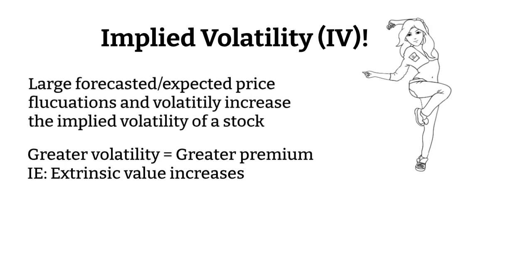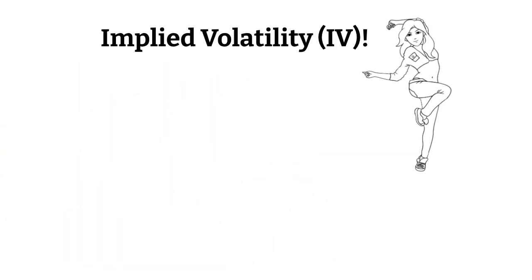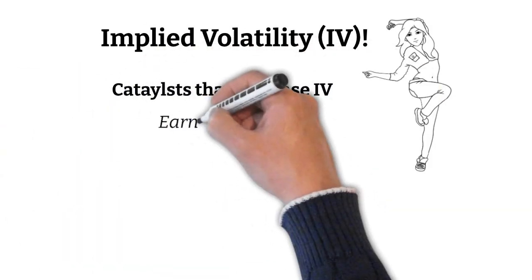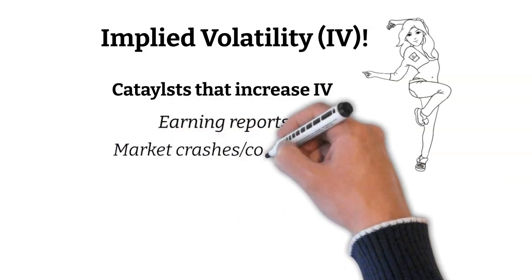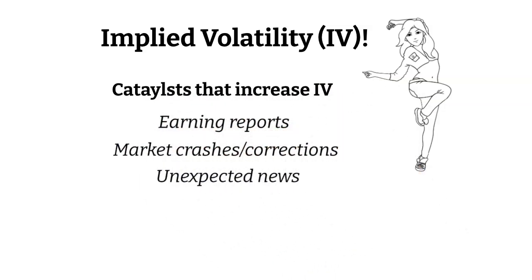There's a few catalysts that can directly affect the implied volatility of a stock. The biggest and most well-known one are earnings reports, because usually after an earnings report, a stock will have a big move in either direction. But it's not just earnings reports. Market corrections, market crashes, unexpected news, whether it's good or bad, can all increase the implied volatility for a stock.